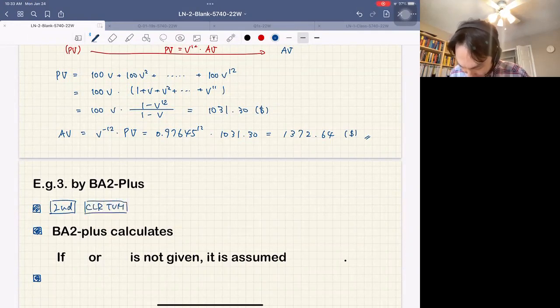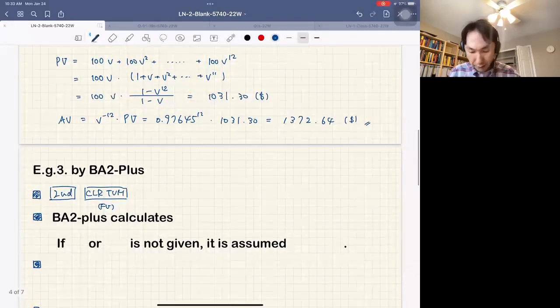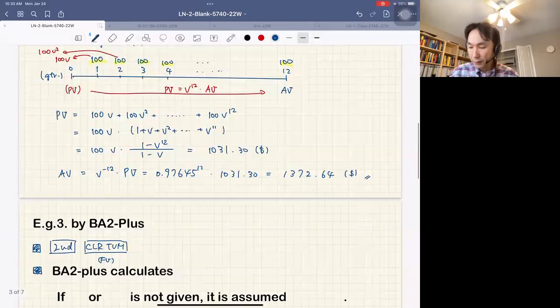Okay, clear TVM, we can also see FV. This clears memory. If you calculated something before, it clears memory. Then after that, we have the 12 periods. So 12 payments, I mean 12 deposits. So we put just 12.